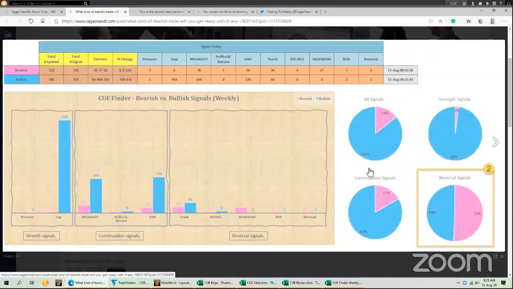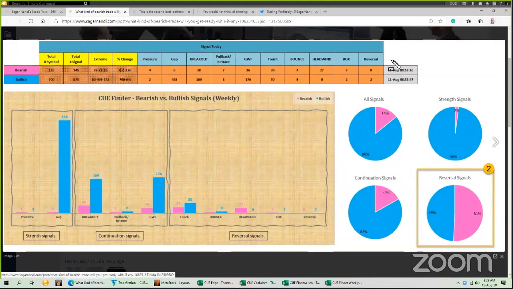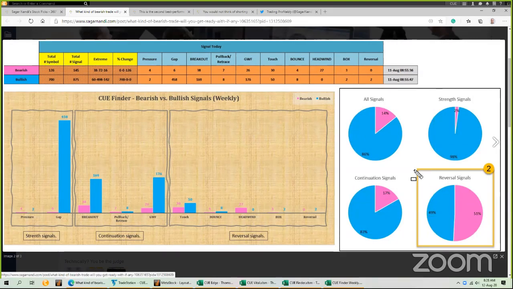Then I looked at the weekly finder as of 10th August after market close. Again, overall, it was bullish. However, the reversal signals were slightly more bearish than bullish, and it was only Tuesday, actually Monday's market close. So it was starting to turn around in the weekly as well as daily. Reversal signals means stocks that were at an extreme high and were starting to reverse. That is what gives the reversal signals in Q systems.